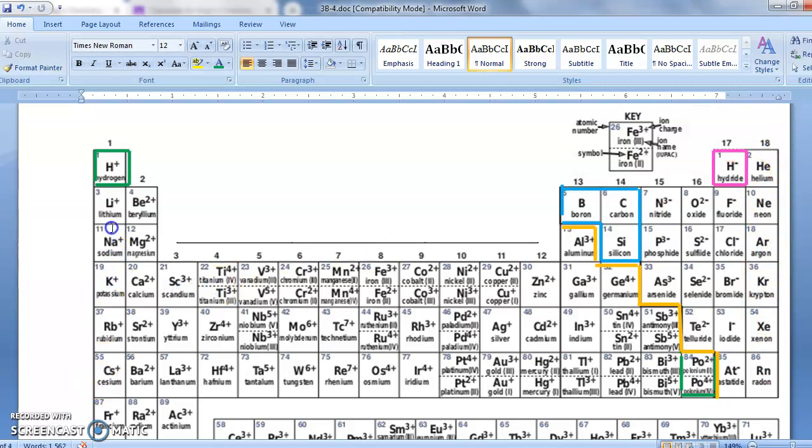This family right here, Roman 1's, they could all lose one. 37 is rubidium. It can lose one. 37 minus 1 is 36. It would leave it stable, like krypton.